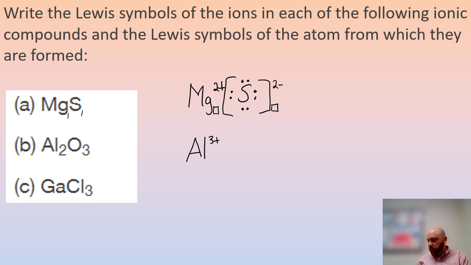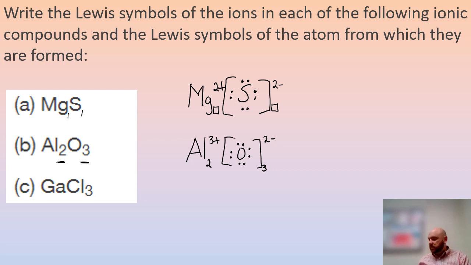And oxygen, from its position on the periodic table, forms 2- ions. We can see from the formula that there are 2 aluminum atoms for every 3 oxygen ions. So we can put 2 and 3 down here to indicate the numbers of each. And so that is how the Lewis structure for aluminum oxide would appear.